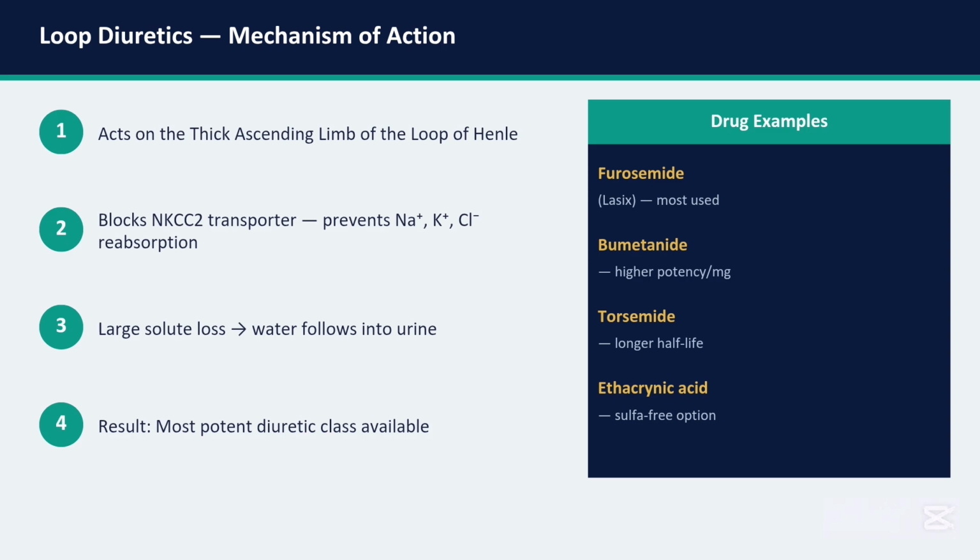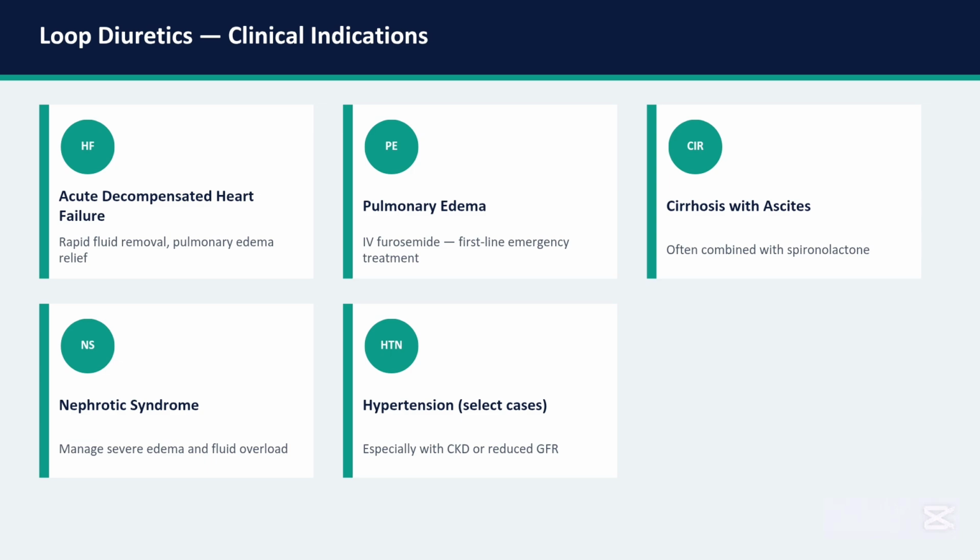So, when do we use loop diuretics? The number one indication is fluid overload. Think acute decompensated heart failure, pulmonary edema, cirrhosis with ascites, and nephrotic syndrome. We also use them in certain cases of hypertension, especially when the kidneys are not functioning well.